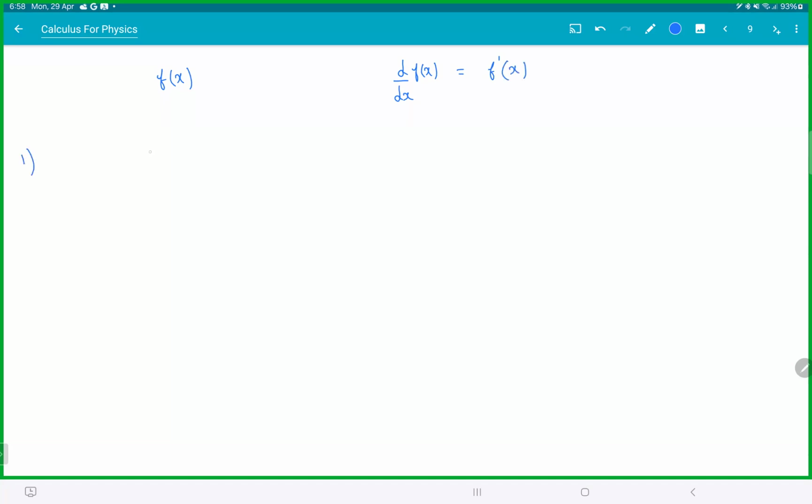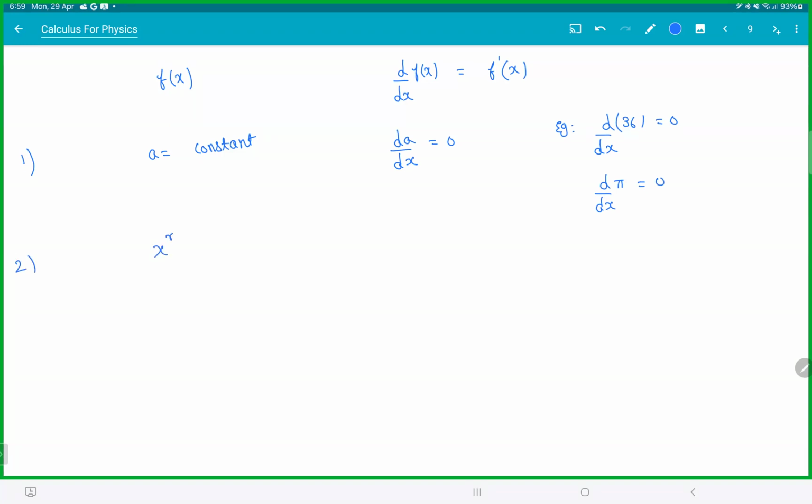So the first one, if you have a function which is a constant, logically think: if you differentiate a constant, what happens? Does a constant ever change? No. So if you differentiate a constant, it is always zero. Example, if I give you dy/dx of a number like 36, it is zero. dy/dx of pi, a constant, is zero.